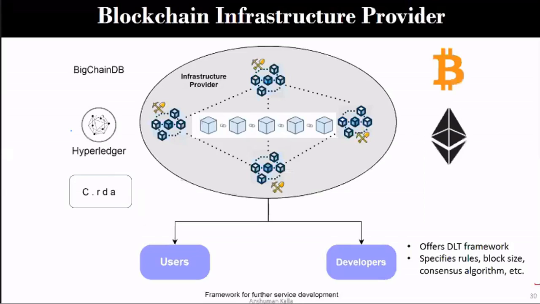Now there are the different infrastructure providers. Infrastructure providers are the ones providing the massive computational facility to mine and to maintain the blockchain, right? So for example, the most popular one of course is Bitcoin. So there is a big Bitcoin infrastructure where you can transact other digital assets as well.